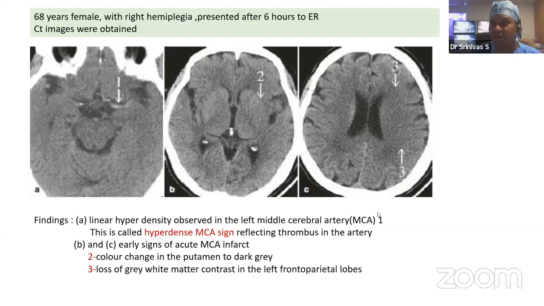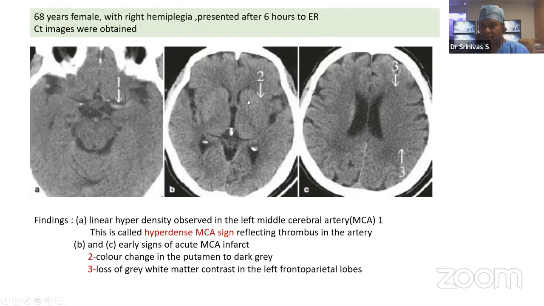But it is not usually done to know whether the patient has infarct or not. So, always CT is done to know whether any hemorrhage is present or not. So here, when the CT scan is done for this patient, you see hyperdense lesions in the sylvian fissures. This is a hyperdense MCA sign. It is because of the thrombus of the MCA artery.